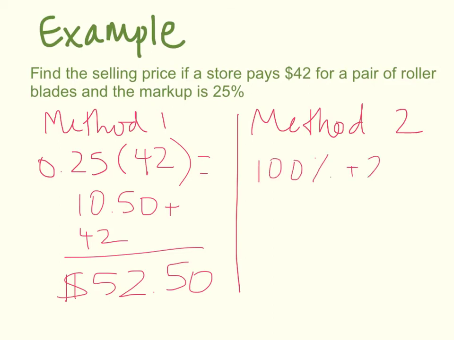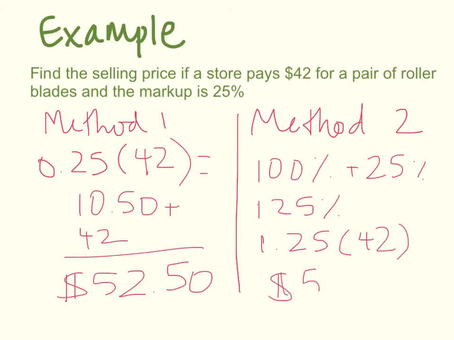Method 2 says the store is obviously going to charge 100% of the value, which is the $42, but they're also going to charge 25% more. So the store's charge is 125% of the $42. If I do my calculator, 1.25 times 42, I will also get $52.50.